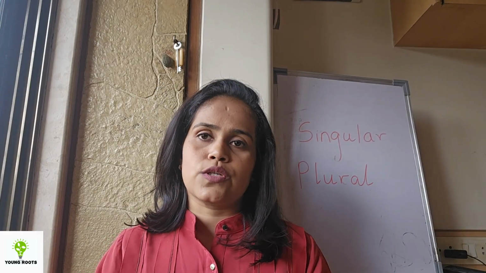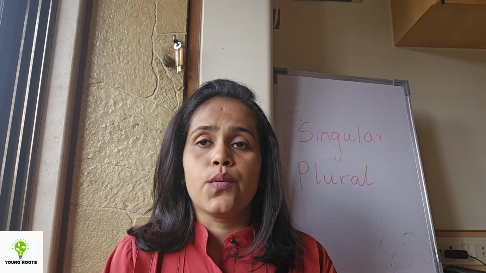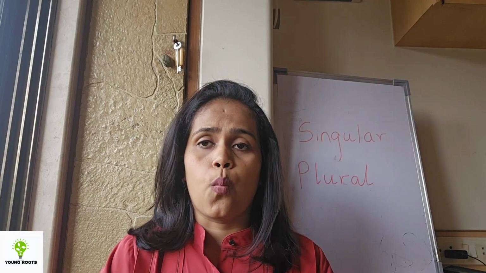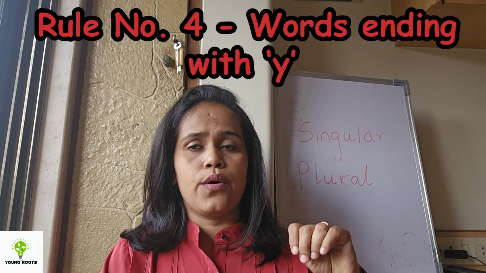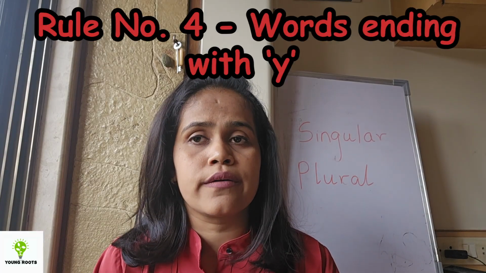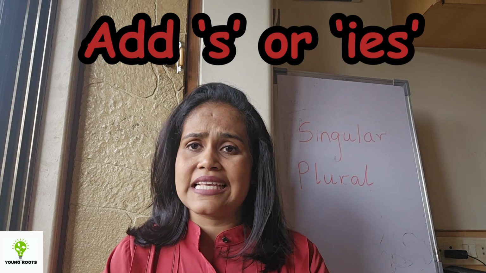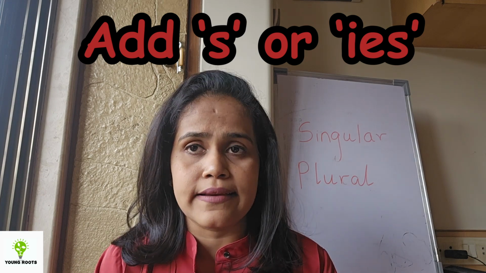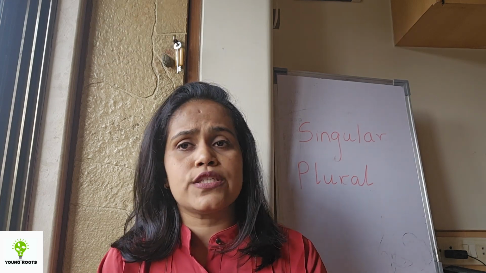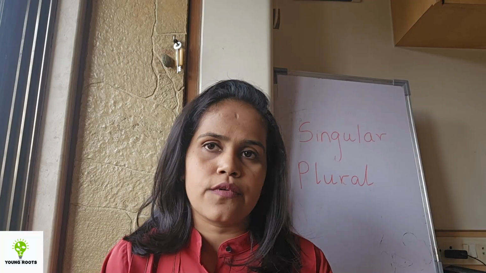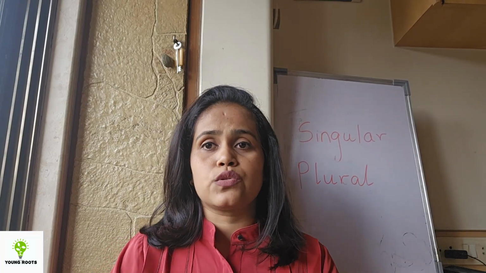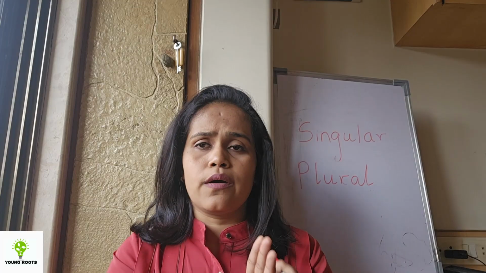Okay, so this was the rule number 3. Words ending with Y. Rule number 4. The words ending with Y, you add S or IES. So why do we say or? The same rule applies as how we did it for O. We have to see what is before the Y.